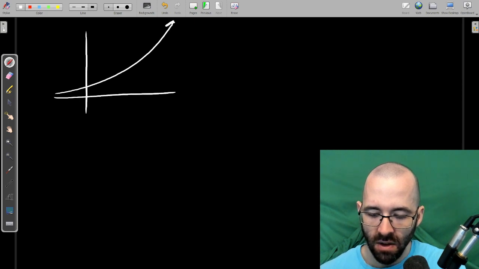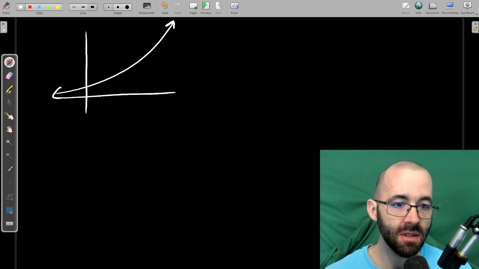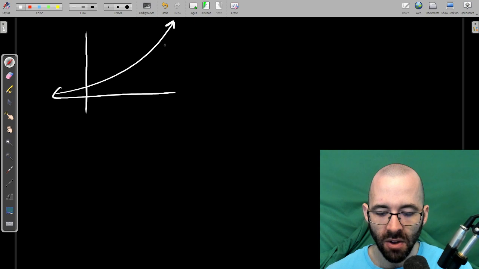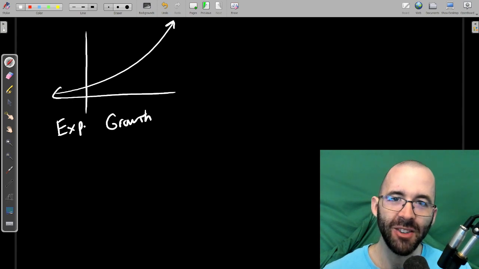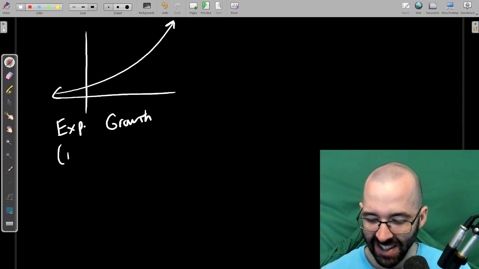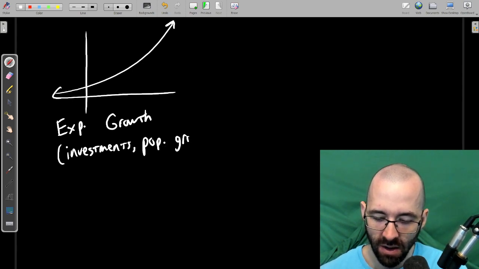Exponential growth is like this. This can be like investments, population growth. All sorts of those things are exponential growth. Well, provided you have good investments. All right, but usually we think of investments or population growth.